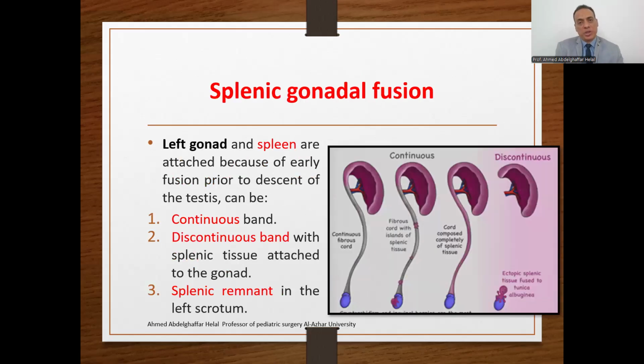Splenic gonadal fusion. Sometimes the left gonad and the spleen are attached because of early fusion prior to the descent of the testes. This attachment may be a continuous band or a discontinuous band. There is a remnant of splenic tissue attached to the left testis. Also, we may have cords in this band, remnants of the splenic tissue.